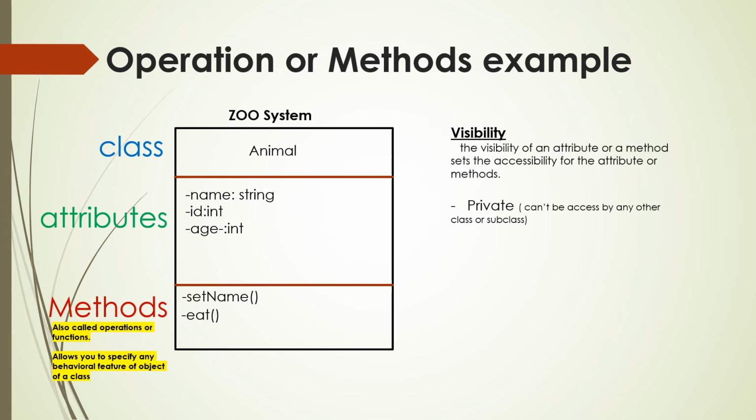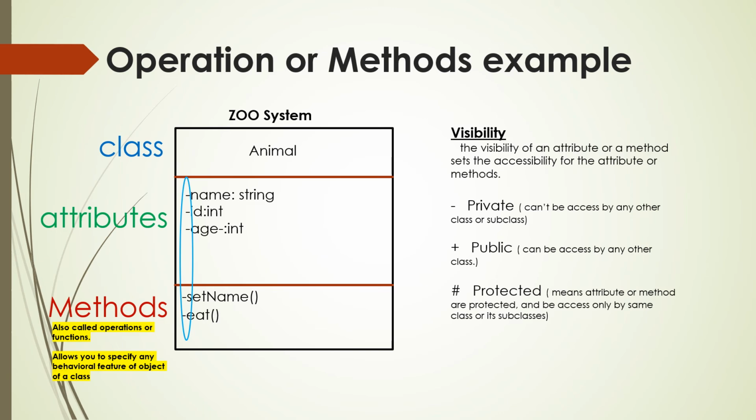There are different types of visibility in a class diagram. The visibility of an attribute or a method sets the accessibility for that attribute or method. The first one is the negative sign, which means private and can't be accessed by any other class or subclass. The next visibility is the plus sign, which means public and can be accessed by any other class.